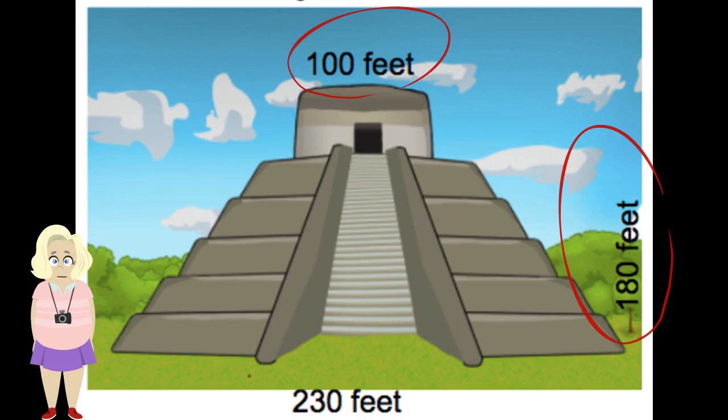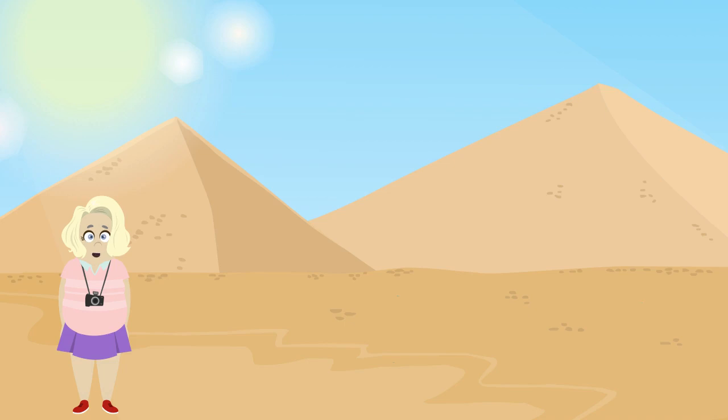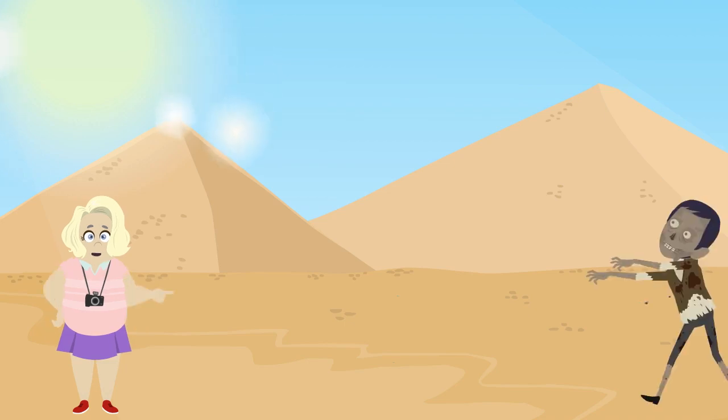So, what do you do with those other numbers? Nothing. You do nothing with them. In real life, part of solving a problem is figuring out what information you need to solve a problem and what is just there for no reason. Like this zombie.